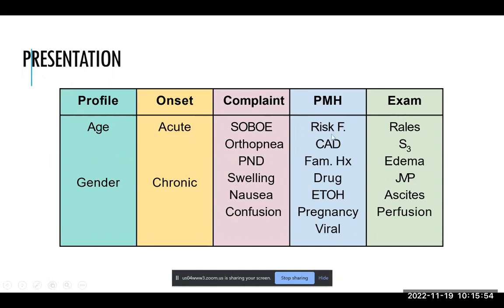In the past medical history, you should look at the risk factors for coronary artery disease, family history of any cardiomyopathy, and drug history like ethanol, pregnancy, and history of recent viral infection, as these might lead to cardiomyopathy. On clinical examination, you should focus on rales and S3, and these two constitute left-sided heart failure, and edema, JVP, and ascites. These express right-sided heart failure and the perfusion status of the body.